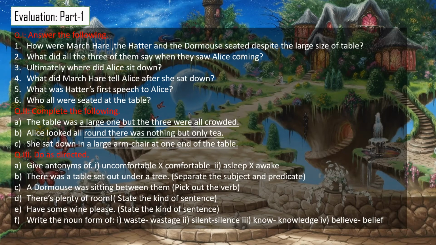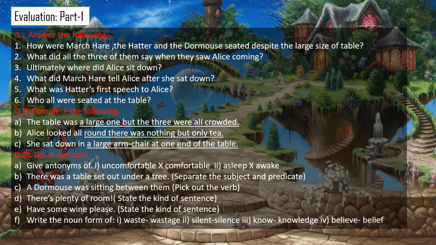Second, complete the following. A. The table was dash. Answer: a large one, but the three were all crowded. B. Alice looked all dash. Answer: round. There was nothing but only tea. C. She sat down in dash. Answer: a large armchair at one end of the table.